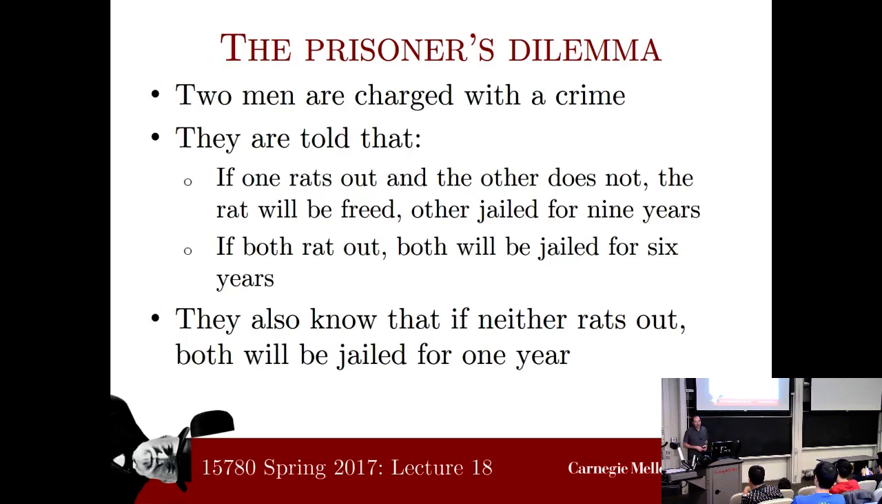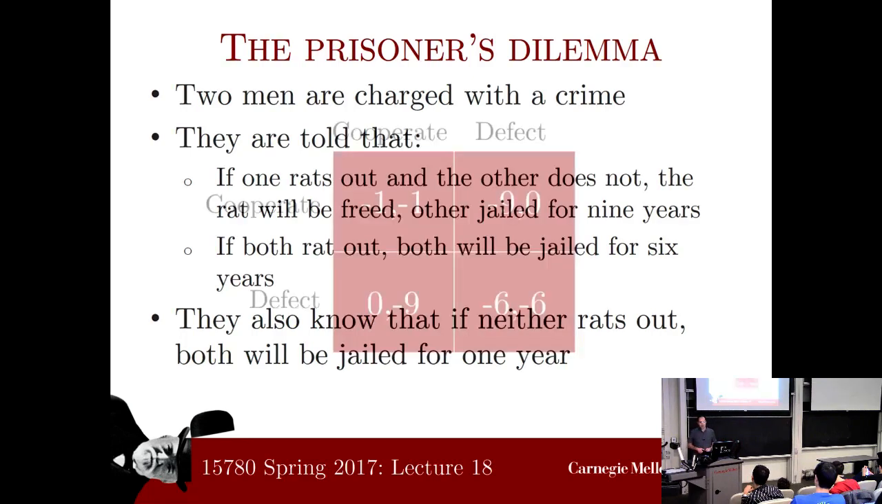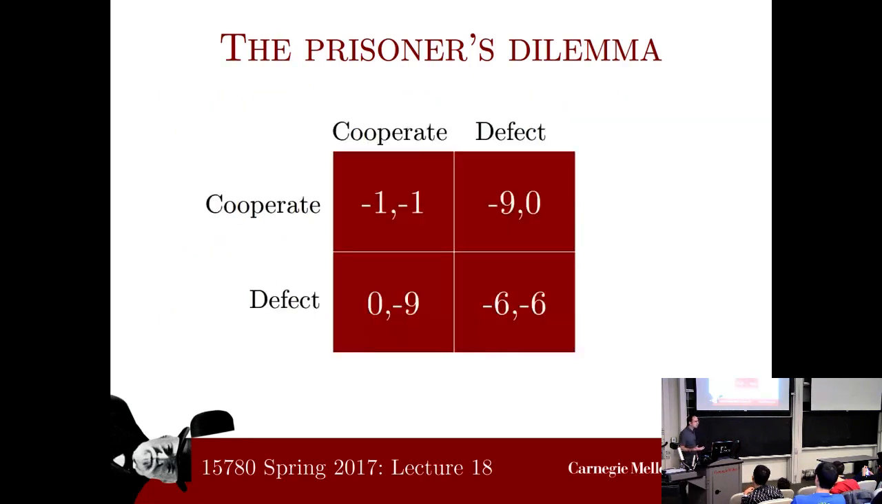If both of them rat out, then there's quite a bit of evidence about both of them. So they sort of share the blame to some degree, and they both are jailed for 6 years. But they also know, I guess the police doesn't tell them this, that if neither one of them rats out, then there isn't a lot of evidence against them, and then they'll both be jailed only for 1 year. So here's how we represent this game as a normal form game. This is the graphical notation for a normal form game.